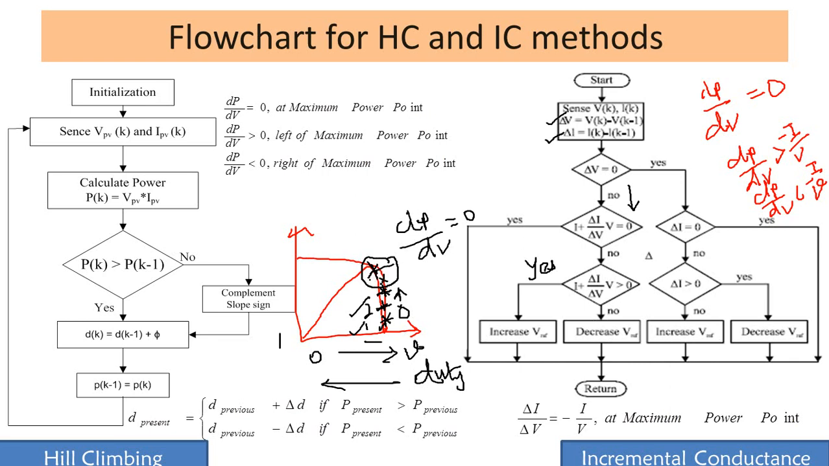Let me take the third and fourth case as this. I will change the color so that it is easy for you to understand. Let this be the third point, let this be the fourth point. From the third point to the fourth point it has moved. Definitely there is a change in voltage. Now at this point del V is not equal to 0, so it enters down.